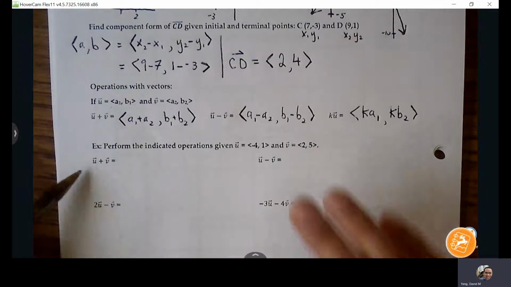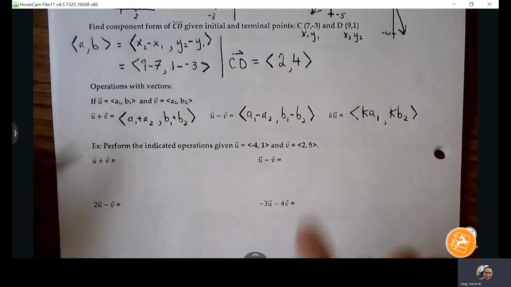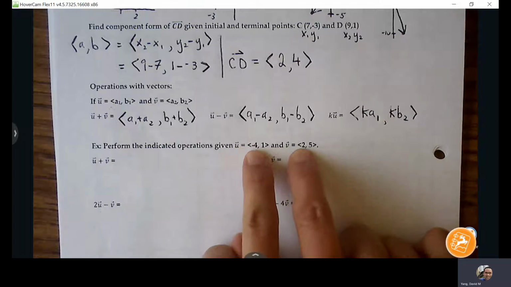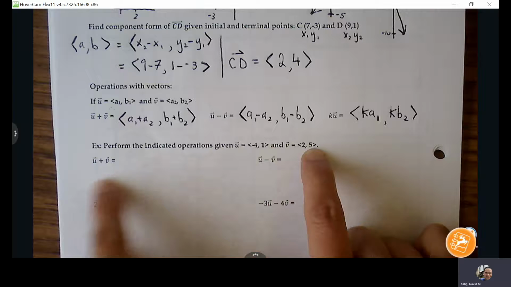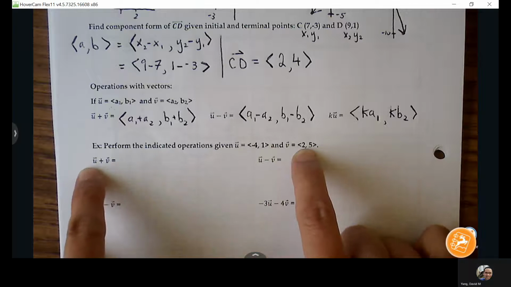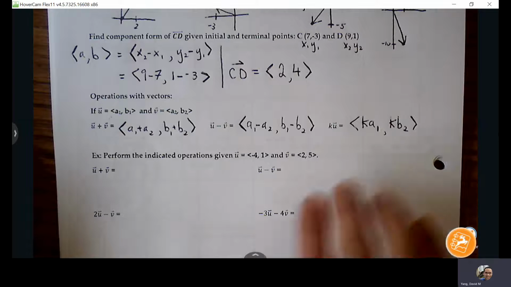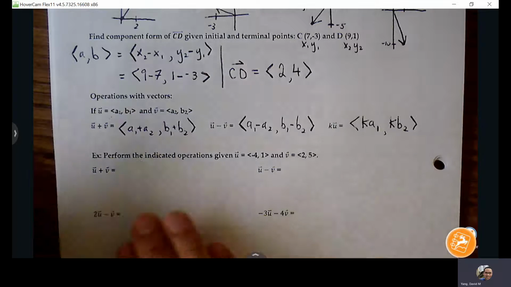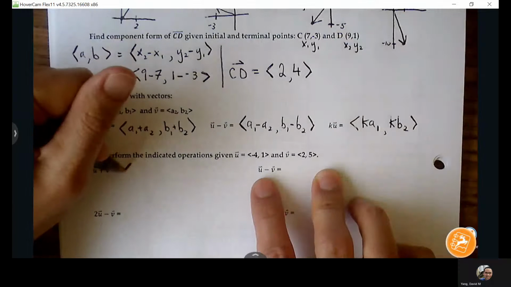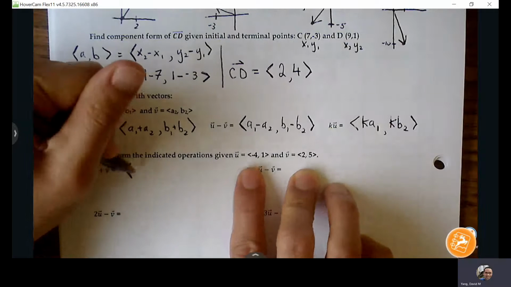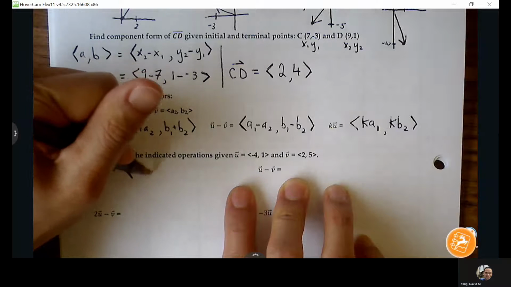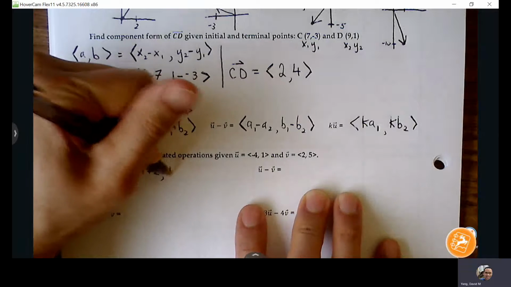Okay, so here should feel pretty straightforward. We're really just going to be adding our vectors together. So x component goes with x, y goes with y. Okay, so vector u plus vector v. Add the x components together and add the y components together.